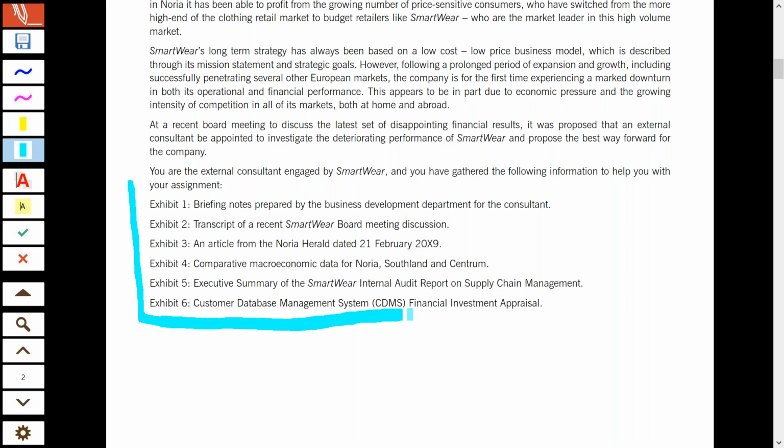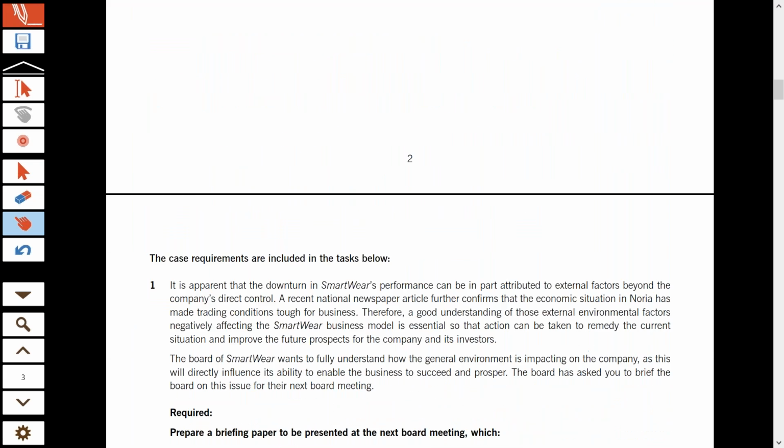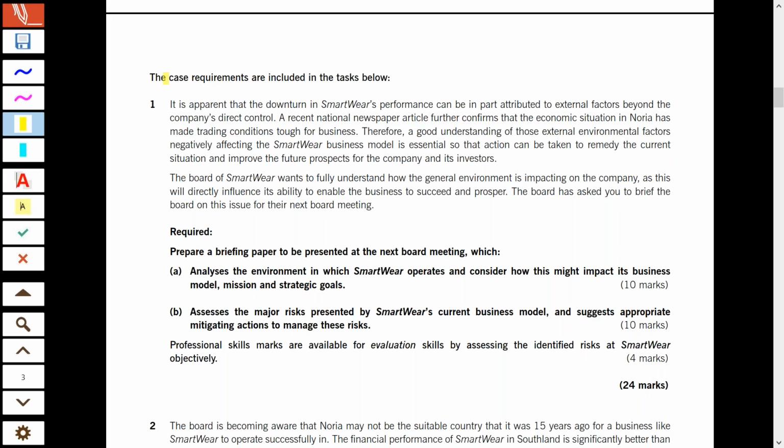And then you will see a list of exhibits. You see there's exhibit 1, there'll be exhibit 2, 3, 4, 5, and 6. There are 6 exhibits. You can say there are 6 annexures. And this exhibit 1, you can see, is basically briefing notes, and then some transcript of a board meeting, and a newspaper article, and some macroeconomic data of 3 countries, an executive summary of an internal audit report, and some financial data. So the exhibits can come from anywhere. Okay, and then after this introduction, you will see the requirements.